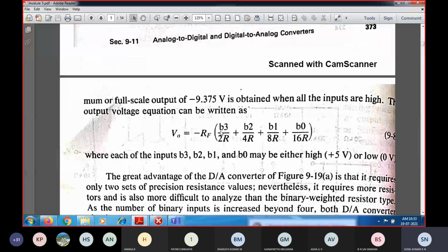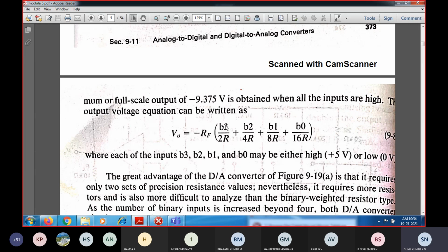According to this equation, when the B0 bit position is there, that will be 2 power 4, 2 power 3, 2 squared and 2 power 1. So this is how we are going to get them, where minus RF will be there because it is an inverting amplifier. So we will have minus RF into, if the B3 bit position is connected to high, the equivalent resistance divided by 2R. When B2 position is 1, you will be getting divided by 4R. When B1 position is there, it will have 8R. When B0 is there, you will get 16R.